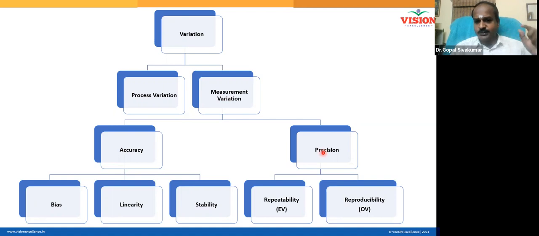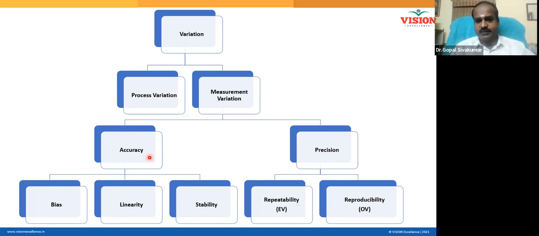For example, the time consumed by a process, you call it cycle time. Let us say it is 100 seconds. Time consumed by a process is 100 seconds. You are given a stopwatch to measure the time consumed by the process. You measure it and then you record it as exactly 100 seconds. Are you now accurate?